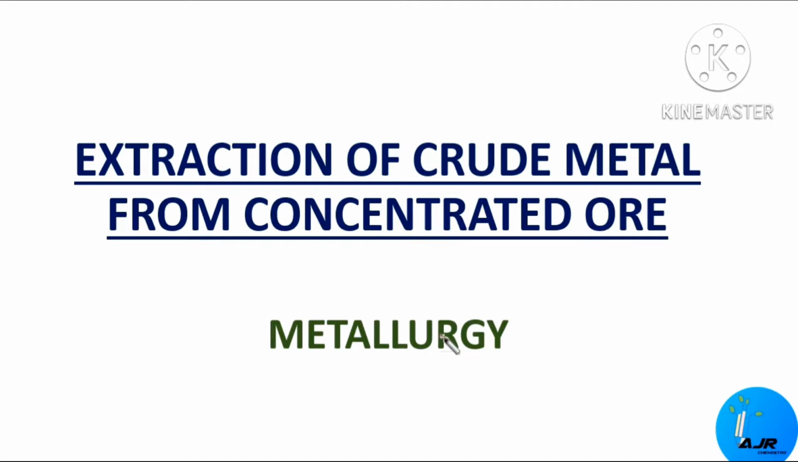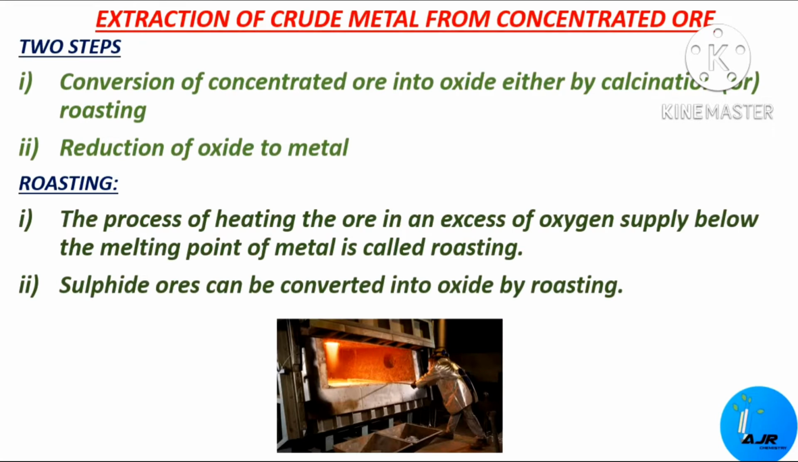Okay students, let's move on into the topic now. So this is the topic today, extraction of crude metal from the concentrated ore. Actually, the extraction of this crude metal from the concentrated ore is carried out in two steps, right? The first step is the conversion of concentrated ore into oxides either by calcination or by roasting. There are two types, one is calcination and another one is roasting. And the next step is the reduction of the oxide to metal.